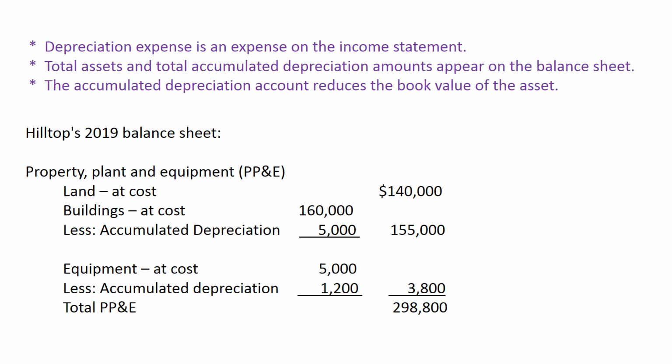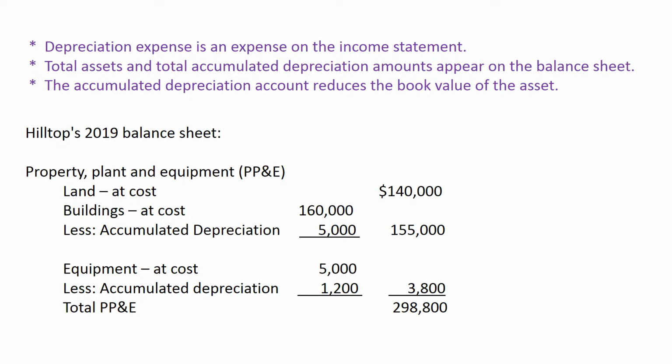Depreciation expense is an expense on the income statement. Total assets and total accumulated depreciation amounts appear on the balance sheet. The accumulated depreciation account, that is, the total expense taken over the years, reduces the book value of the asset. Combining the data from examples 1 and 2, these accounts will appear on Hilltop's 2019 balance sheet as follows.